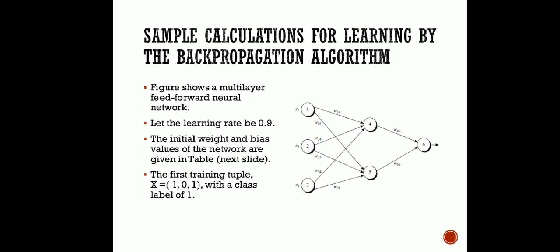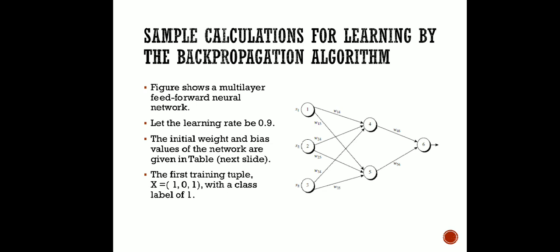You can see here there are 3 input units, that is 1, 2 and 3, 2 units in the hidden layer, that is 4 and 5, and 1 output unit, that is 6. So you can easily see x1, x2 and x3 are the 3-vector training tuple denoted by x, and we are having some weights associated with it, and we will see how it is going to work, and we will assume the learning rate to be 0.9, right?